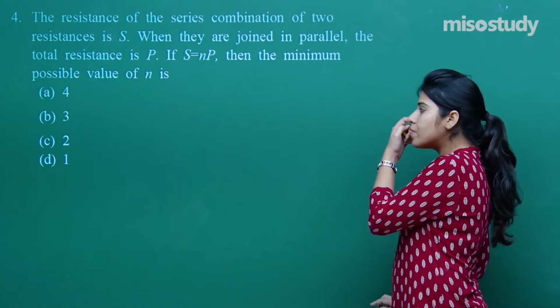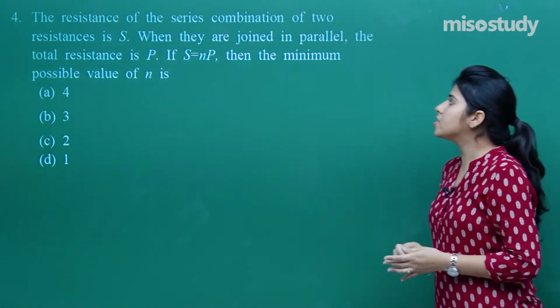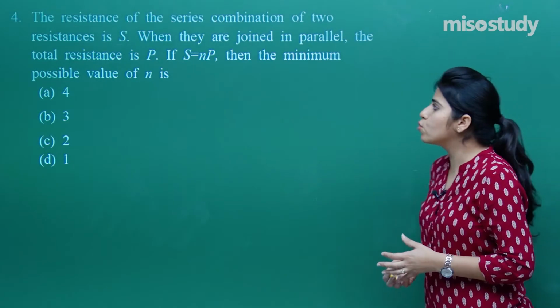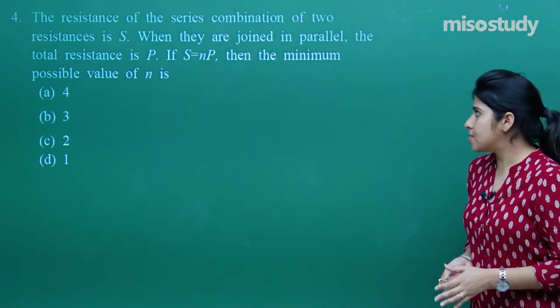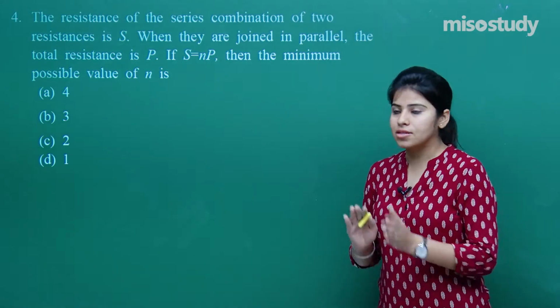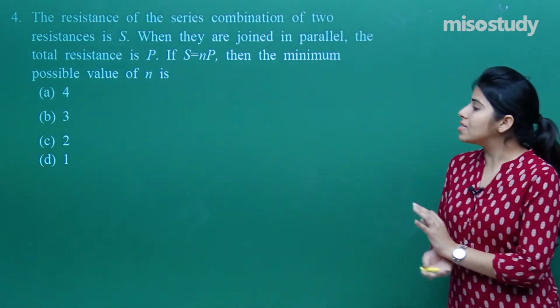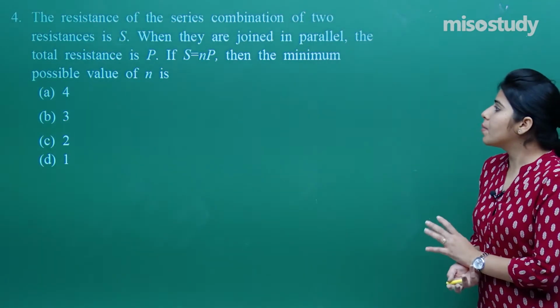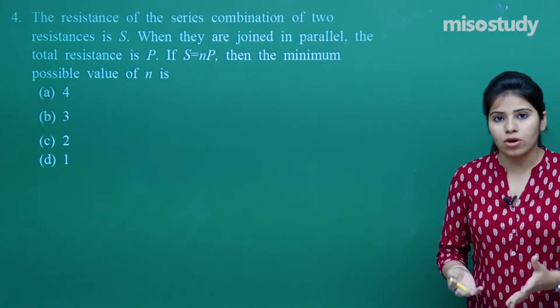So question number 4 says that the resistance of the series combination of two resistances is S. When they are joined in parallel, the total resistance is P. Now if S equals NP, then the minimum possible value of N is what?